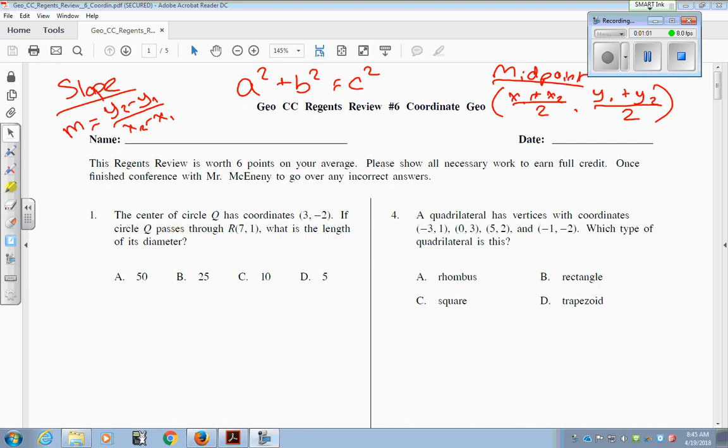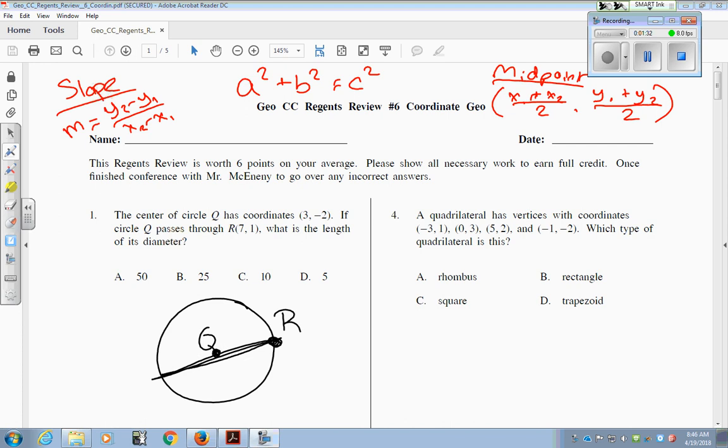And a lot of the same things apply that have before. Draw, label. In this case, they give you coordinates. If you have some graph paper handy, use that as well. So if you look at question 1, it says the center of circle Q. So I'm going to draw a circle, label Q. If circle Q passes through R, so let's say I draw a line R.